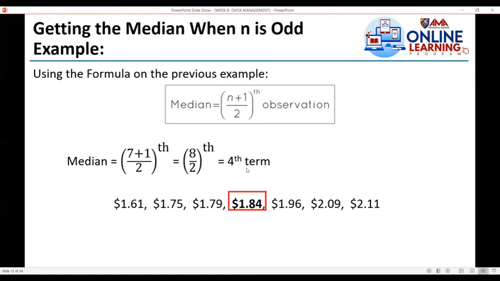It means that the median is the 4th term in the arrangement of the elements of the data set, provided that it is arranged from lowest to highest. So in this case, the 4th term is $1.84, which is the same as the value of the median we calculated in the previous solution.